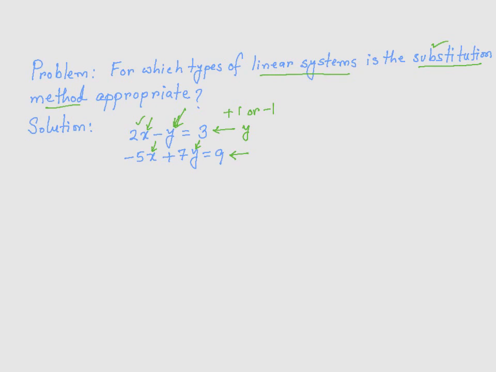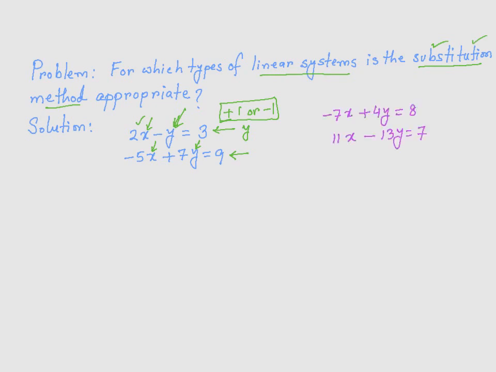So the main thing is to look for a variable that has a coefficient of either positive 1 or negative 1. So if you have at least one variable with this property, then you can go ahead and use the substitution method.